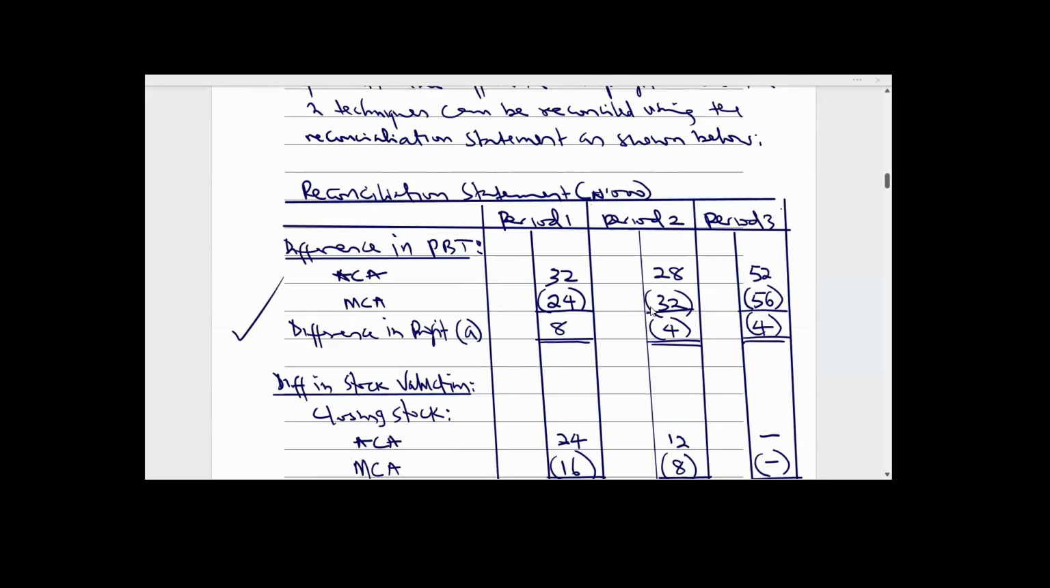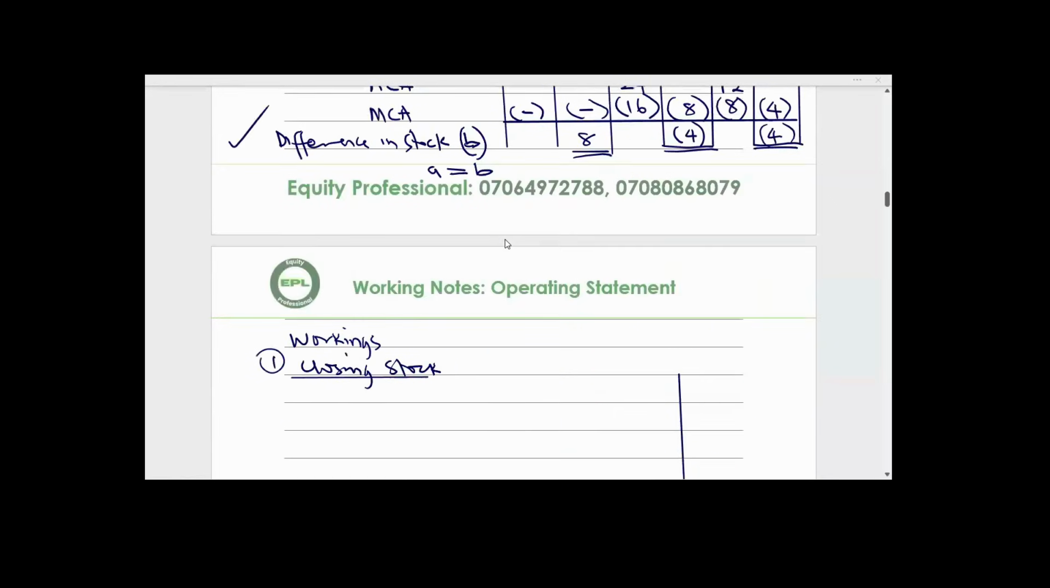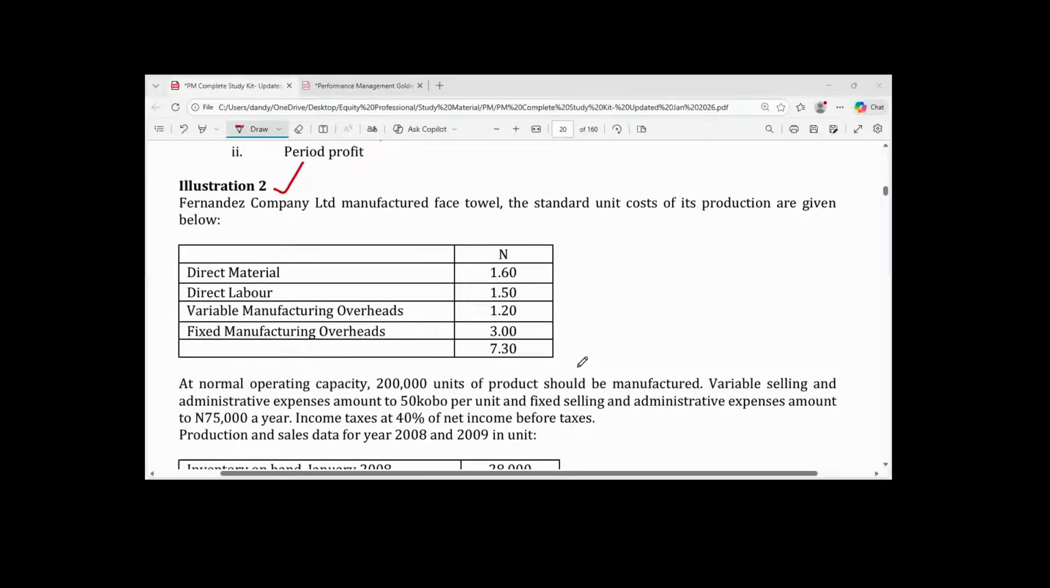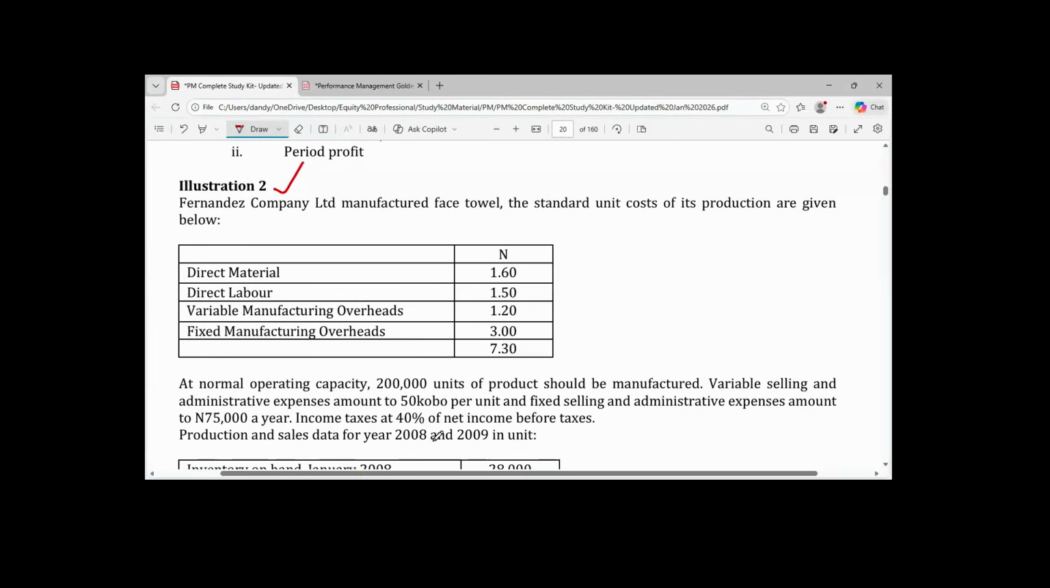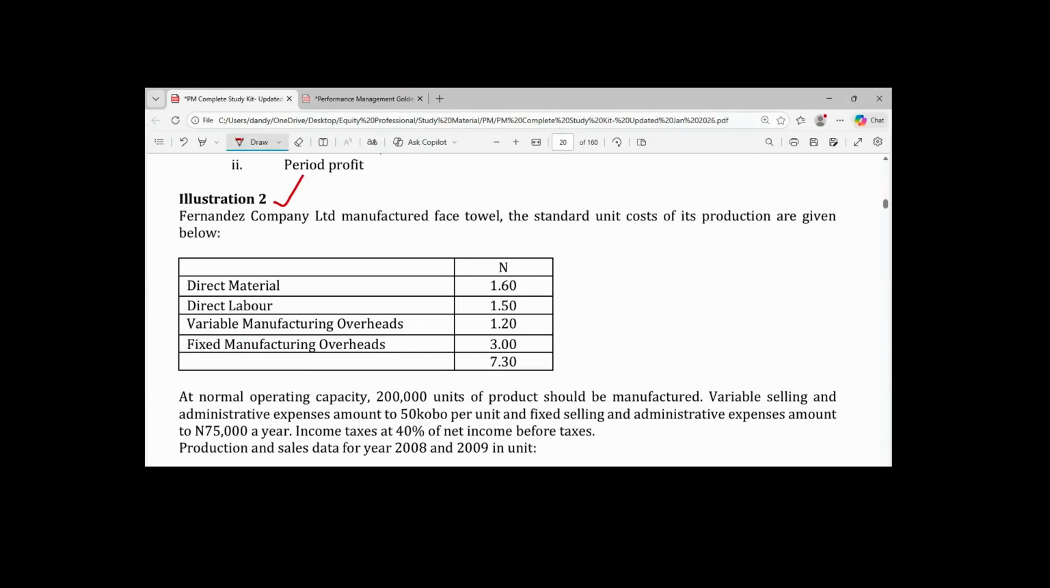So in the absence of further questions on this, let's have one more illustration quickly. Let me stop sharing this and move to the question. Let's solve illustration number 2. I need one of you to read for us. I read the first one, so I need one of you to read this.